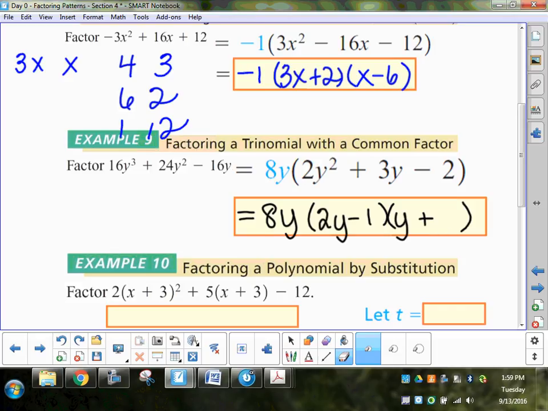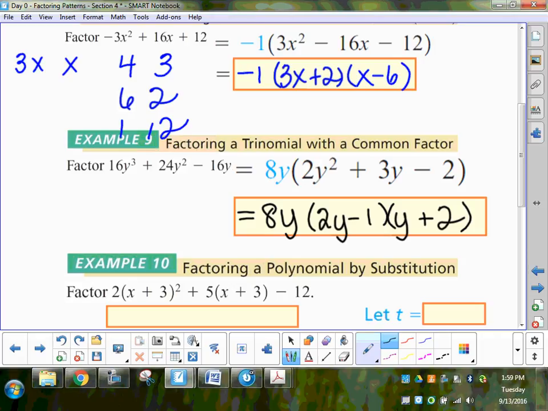Let's FOIL this now and see if it works. First terms are going to give me 2y squared. The outside gives me a positive 4. The inside gives me a negative 1. 4 minus 1 gives you the 3 that you're looking for. And the end values multiply to negative 2. Questions on that? Don't forget the 8y that's out in front.